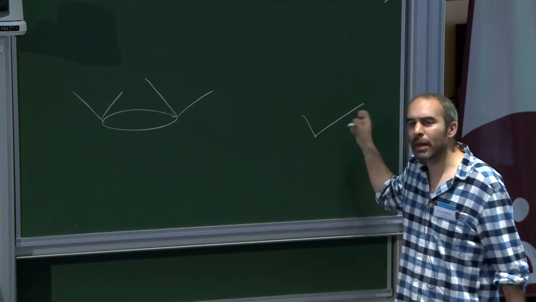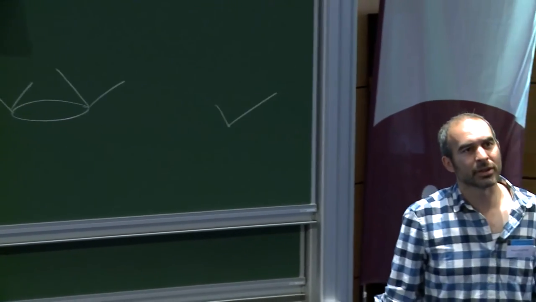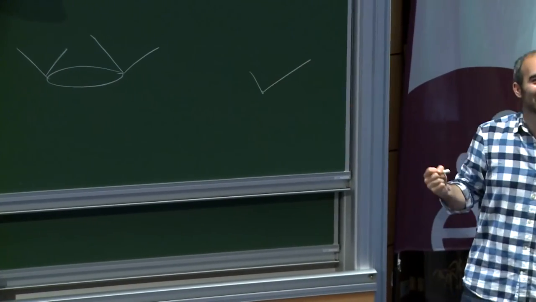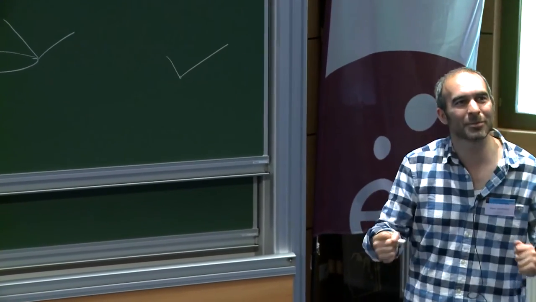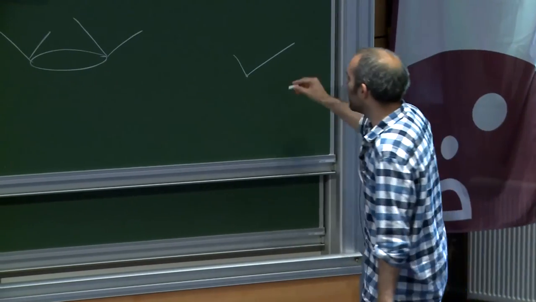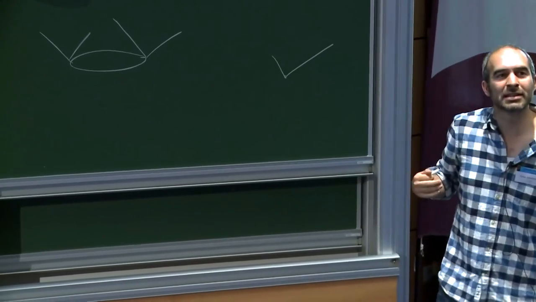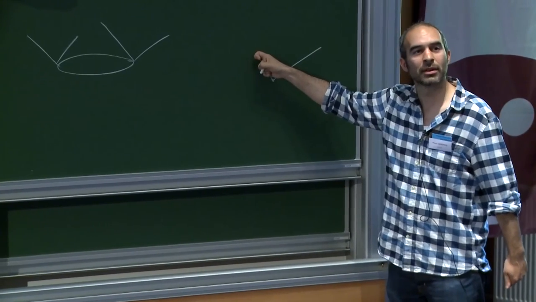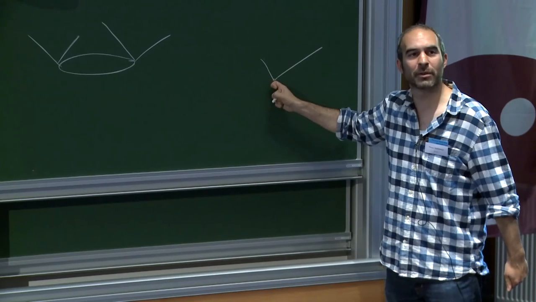So how do you prescribe characteristic initial data for the Einstein vacuum equations? Well, in certain senses it's easier than space-like initial data because it's easier to deal with the constraint equations. It turns out that essentially the free data is given by the shear of this cone and this cone, plus some information coming from here.